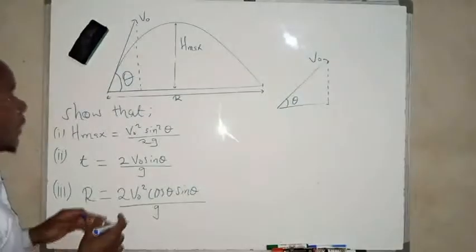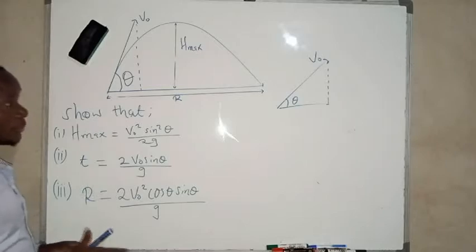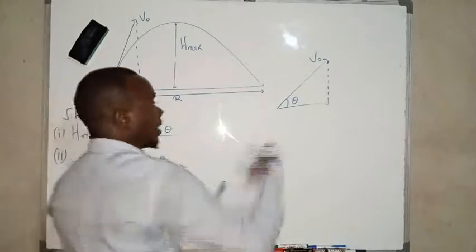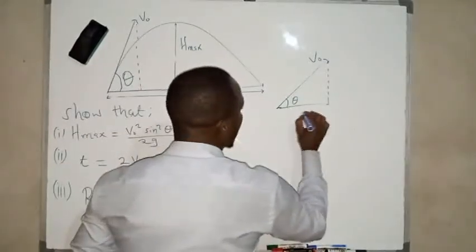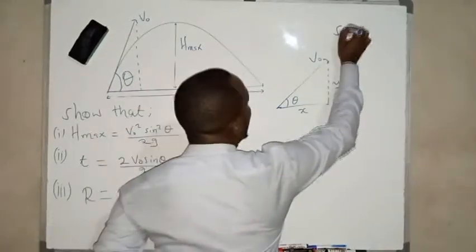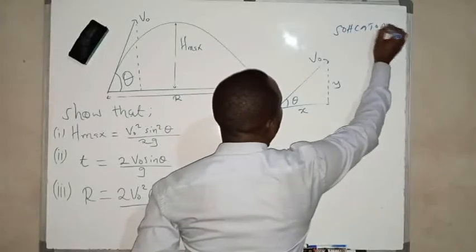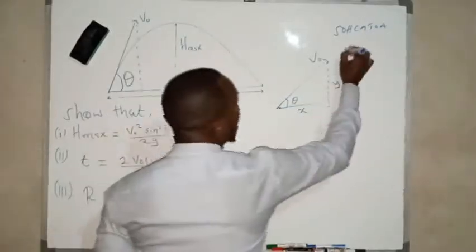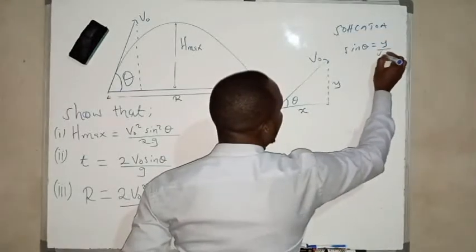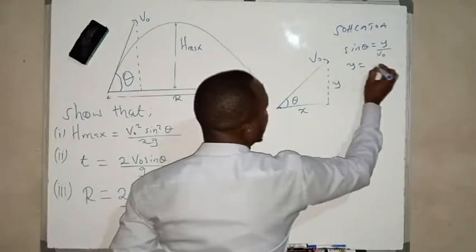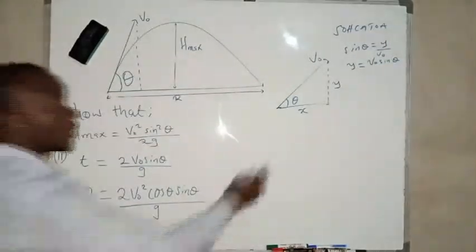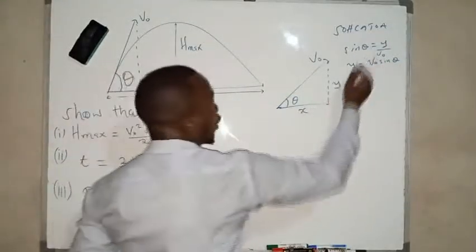Now, what we need to do is express this in terms of the vertical and horizontal components, the x and y components. So here we have the x component, and here we have the y component. Now, from the aspect of SOHCAHTOA, sine theta is equal to opposite over hypotenuse. So we have y over v naught, which is the initial velocity. So y is equal to v naught sine theta. So this is the vertical component.